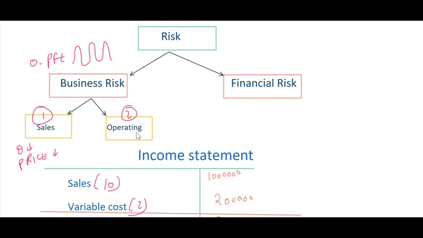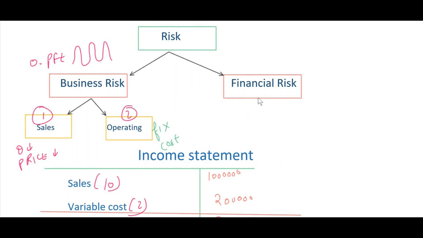Now let's talk about operating risk. Operating risk, we are talking about the fixed cost that the company has. The reason that the company has volatile operating profit might be due to a high amount of fixed cost. Fixed cost, I mean fixed operating costs. That can be rent, that can be salaries of the employees, that can be fuel costs, raw material costs. So these are basically my fixed operating costs.